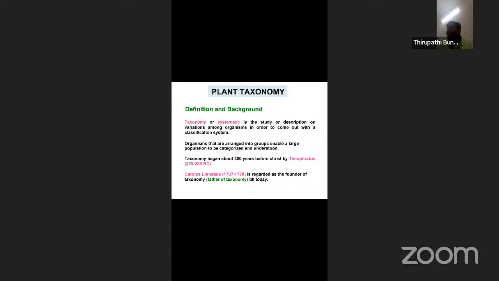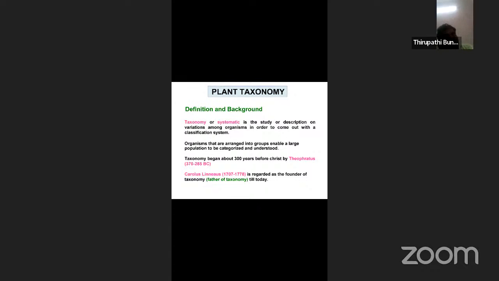Next, the plants we also studied. The first one is teak, Tectona grandis. Tectona grandis belongs to the Verbenaceae family. Common name is teak.